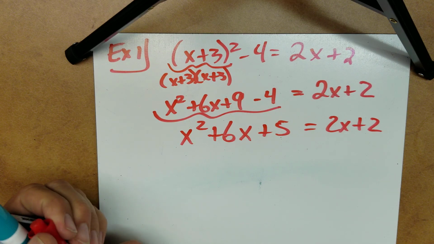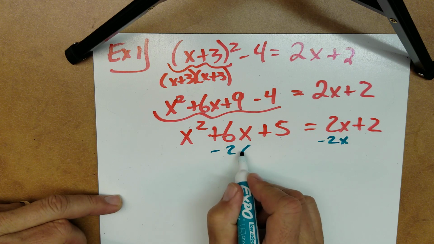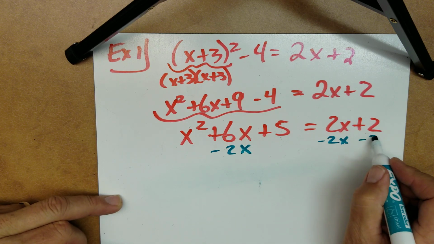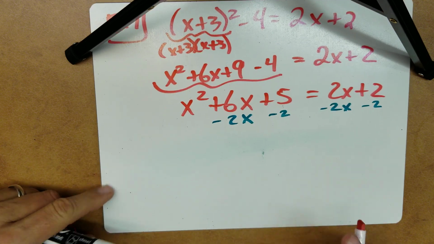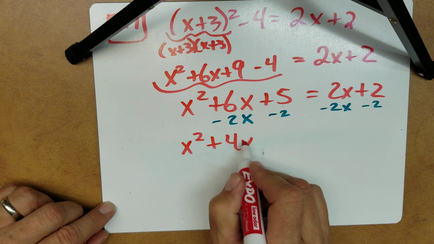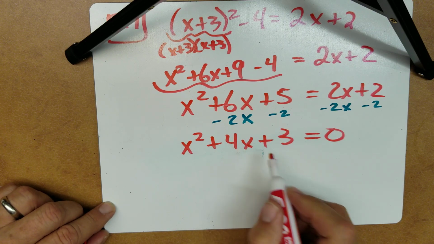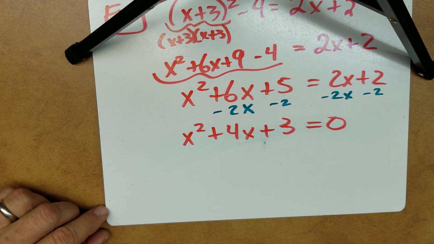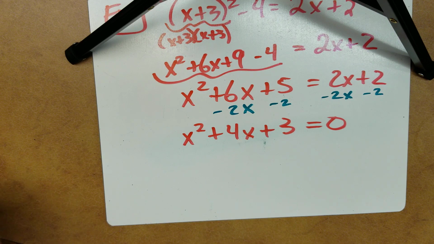Again, I do need to make this equal to 0, so I'm going to subtract 2x from its like term over here, and I'm also going to subtract this 2 from its like term. And in doing this, I've now made this equal to 0: x squared plus 4x plus 3 equals 0, and that's really important right now. Now that I have it equal to 0, now I can solve it. I am going to get 2 solutions.